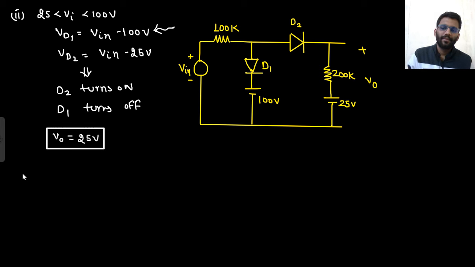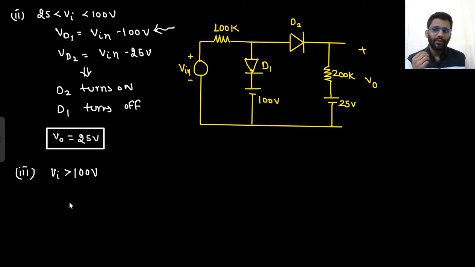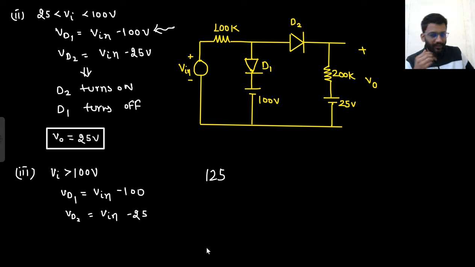Now the interesting thing will come. That is when Vin is greater than 100 volt. This is the condition you are checking. If Vin is greater than 100 volt, what will be VD1? VD1 will be, open circuit test, Vin minus 100. What will be VD2? Vin minus 25. Let's assume your Vin is 125 volt. What will be VD1? 25. What will be VD2? 100. Which is having more? VD2 is having more. So D2 is the boss now. What do you see? VD2 is more than VD1. So first we will turn on D2, then we will decide about D1.